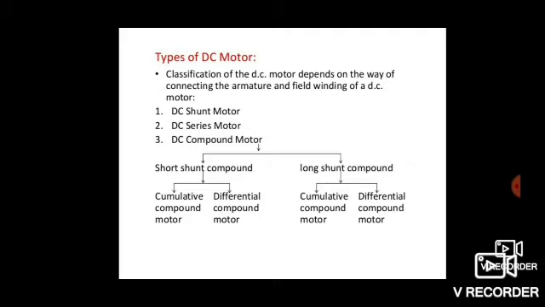In compound motor, there are two categories. First one is short shunt and second one is long shunt. In short shunt, there are two types, cumulative and differential. Similarly, for the long shunt, there are two types, cumulative and differential.